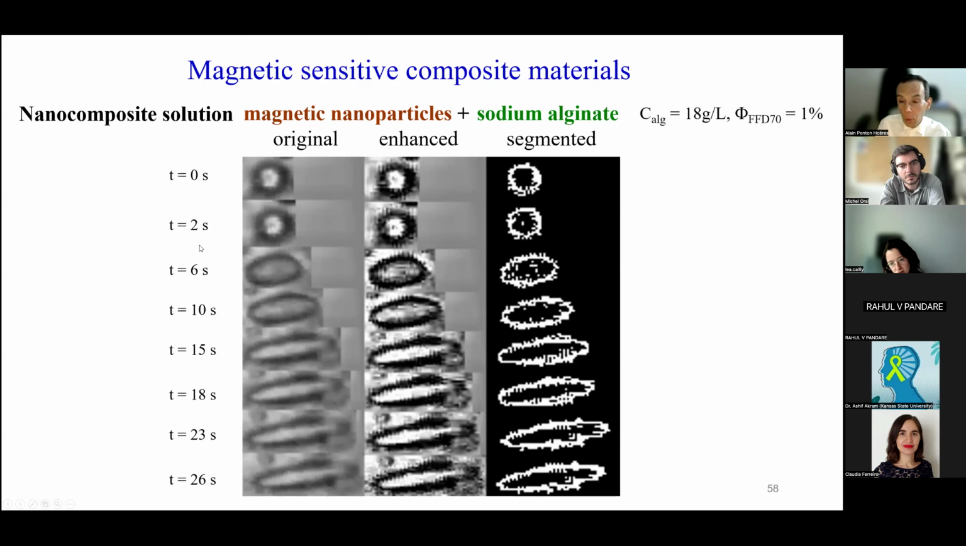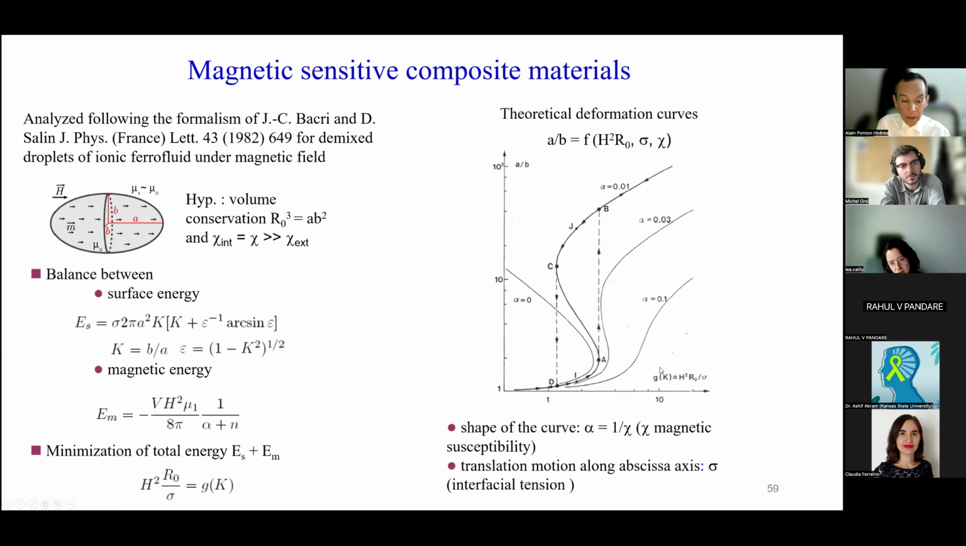And we use digital processing to analyze the deformation of droplets. And we can use some model to explain the deformation of droplets. So without going into detail, just a few words about this model. You have the competition of magnetic energy and surface energy.